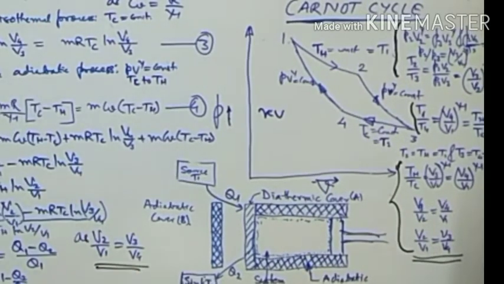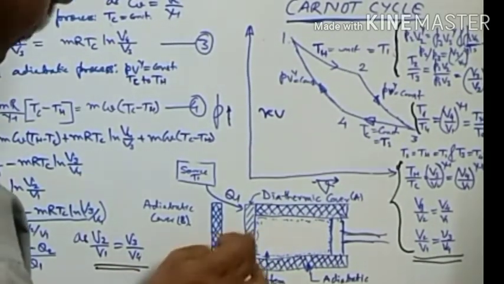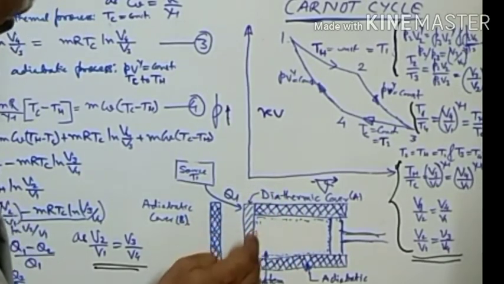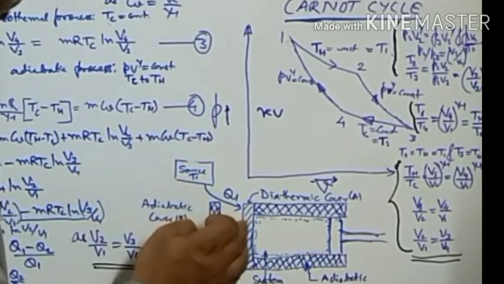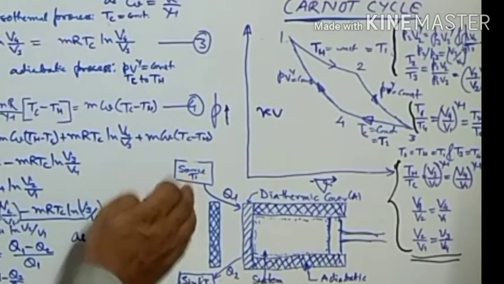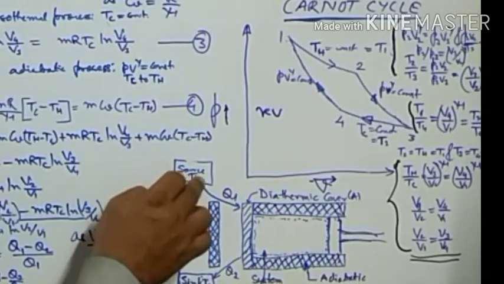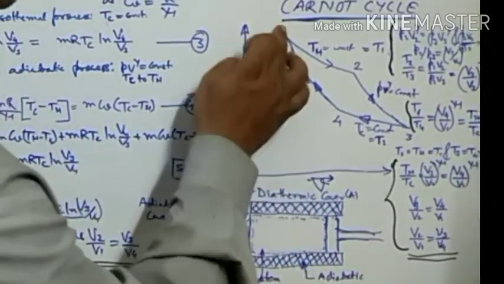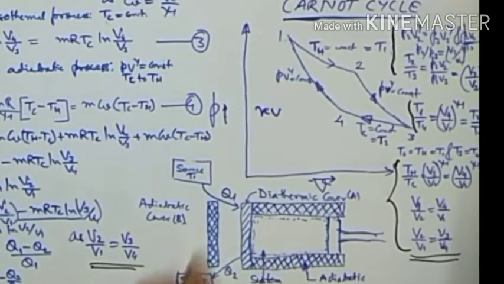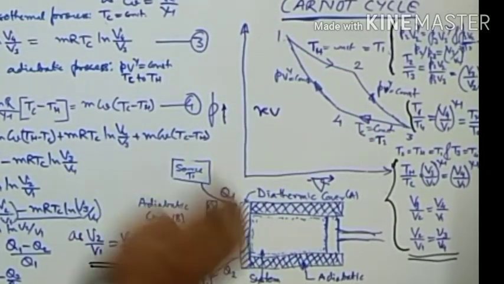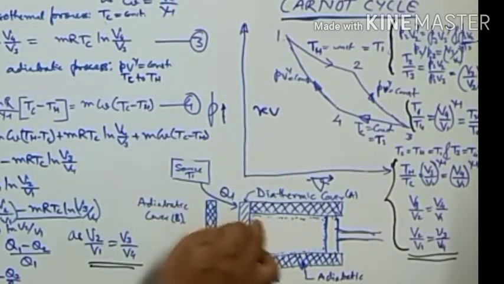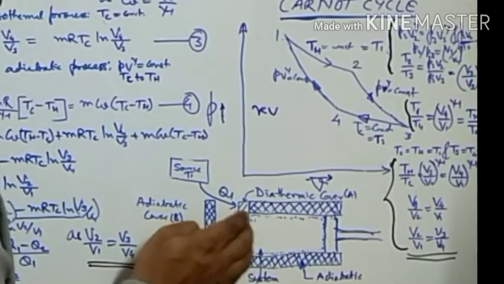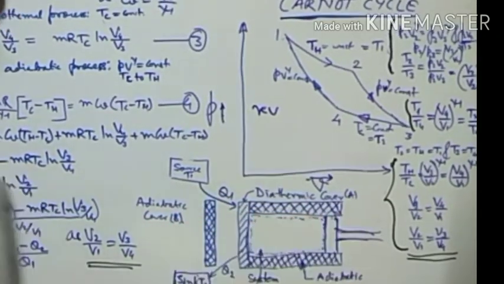So in this particular time what we will do, we will put here a diathermic wall on the top of the cylinder, and it will be connected with the source T1. So the heat will be transferred from the source to the gas and the piston will move backward. So this is the expansion process 1 to 2 going on, and this process is very slow because when we say reversible, there should not be any temperature difference between the source and the gas. So this process will take place gradually and the piston will move backward.